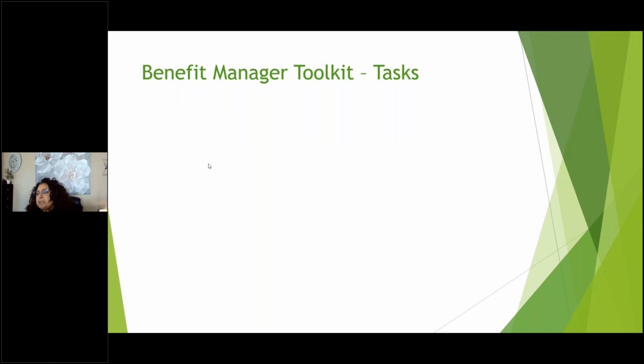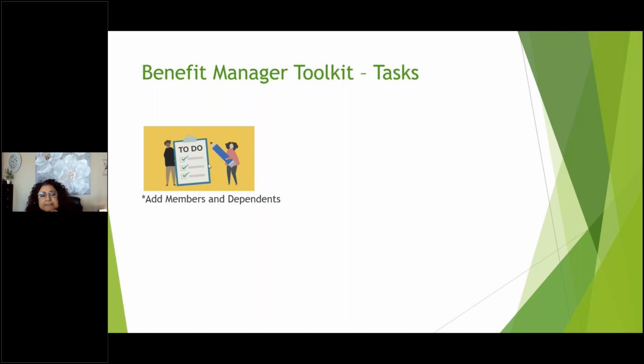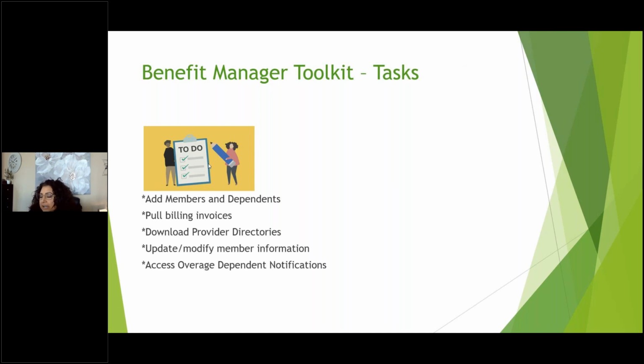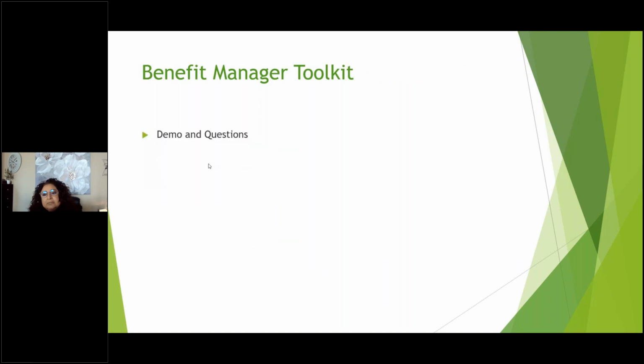So what exactly can you do in BMT? I kind of went over that in the beginning, but just to recap, you can add members and dependents, pull billing invoices, download provider directories. You can update and modify member information. You can also access the overage dependent notifications that groups will get each month when applicable. And you can access plan details. So that's BMT in a nutshell.